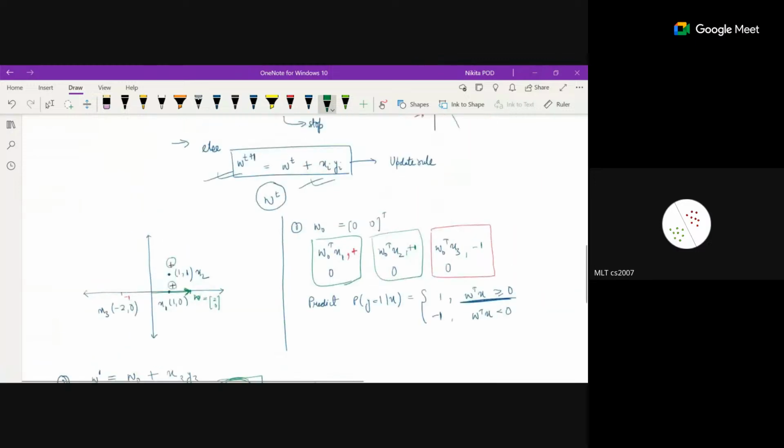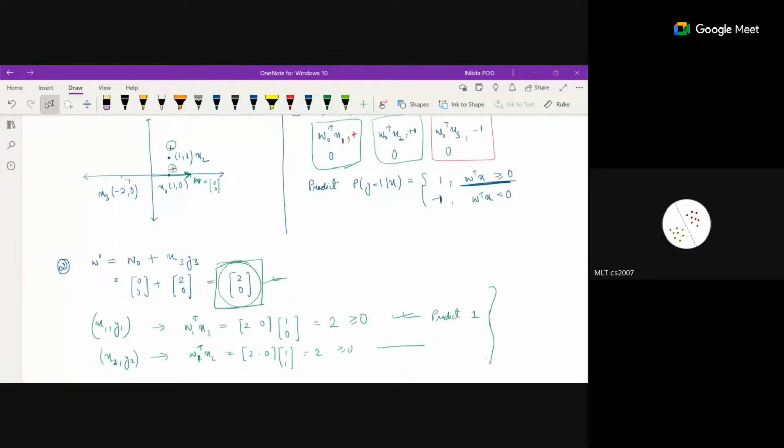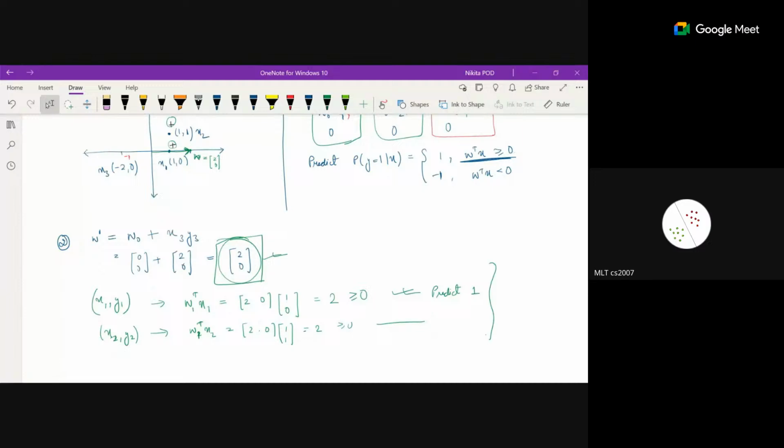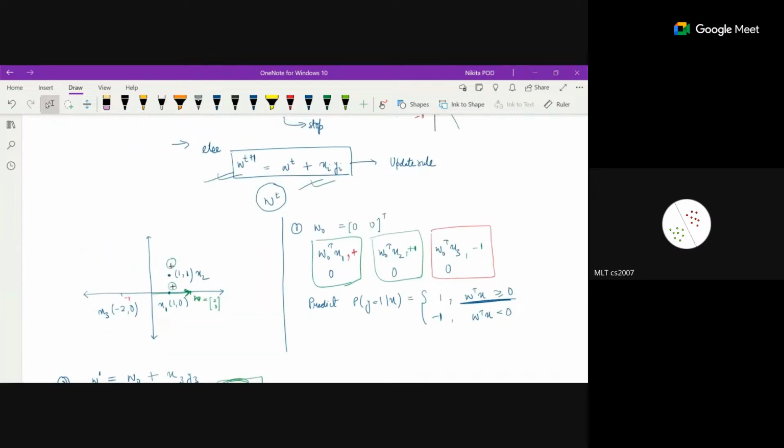Okay. So until convergence, until this happens, maybe for some examples you would not have reached convergence at this stage. So again, you will keep on reiterating it and see at what stage, for what W, you are able to correctly predict your data points.